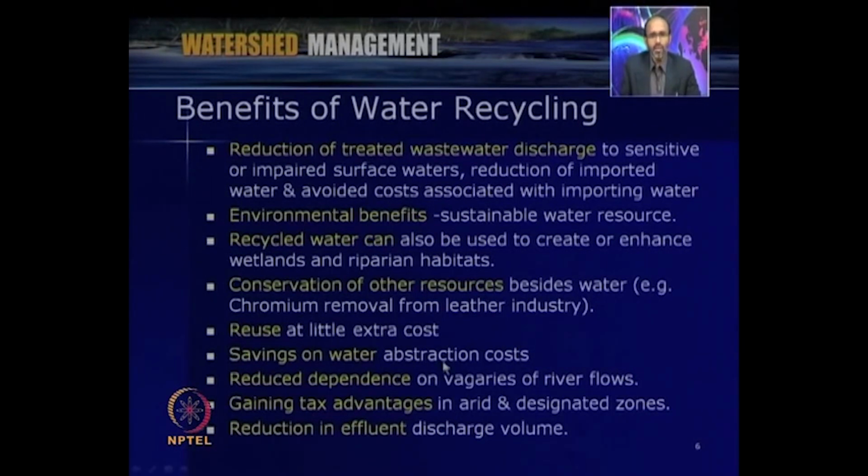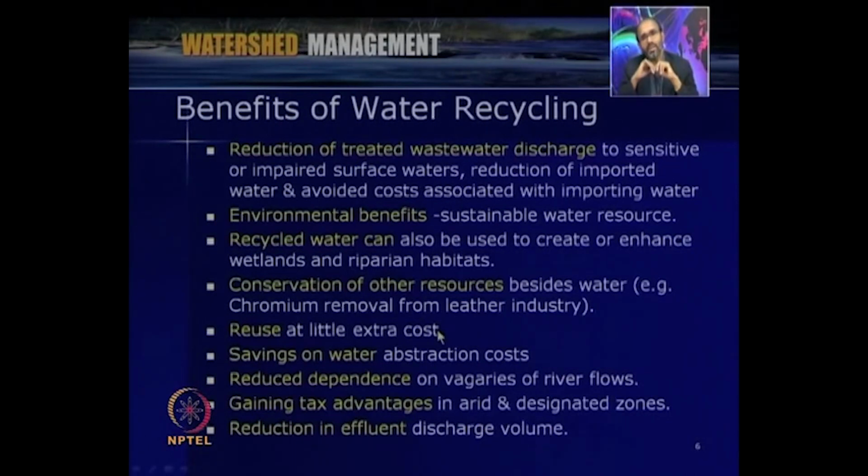Then savings on water abstraction cost. So if we can reuse the wastewater or the recycled water, then instead of pumping water from the deeper aquifer systems, we can save the cost of abstraction, or reduce the power cost. So then reduce dependence on vagaries of river flows, then gaining tax advantages in arid and designated zones, then reduction in effluent discharge volume.